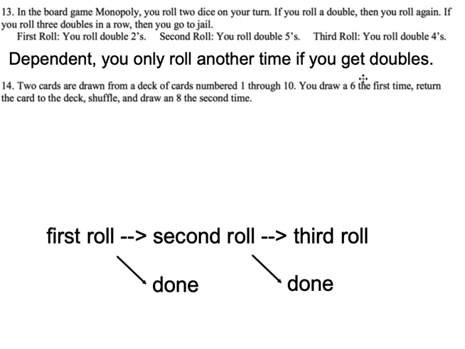Number 14. 2 cards are drawn from a deck of cards numbered 1 through 10. You draw a 6 the first time, return the card to the deck, shuffle, and draw an 8 the second time. Alright, pay close attention to what happens between the events. We pick a 6, great. Now, since we put the 6 back, shuffle it, the deck is the same for the second draw, no matter what we picked the first time. So it's independent.